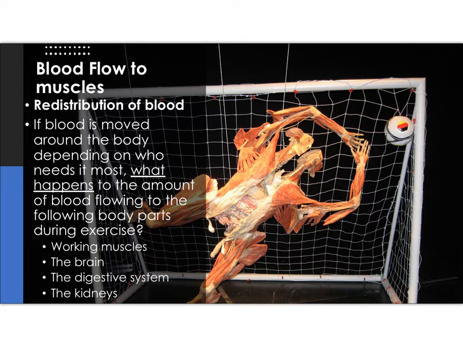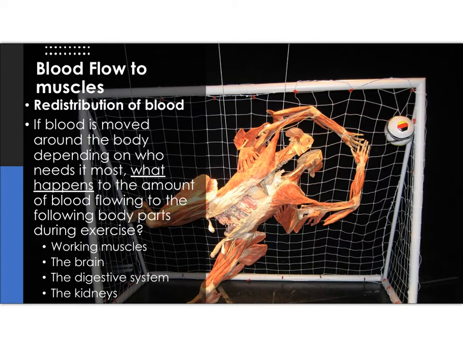So the answers are, to the working muscles, the blood flow will increase significantly. That is because it is delivering oxygen and nutrients to the working muscles to allow contraction. The brain stays relatively stable for obvious reasons. If all the blood went to your muscles for contraction, you would be very fast, very efficient, but you wouldn't actually know what you were doing or be able to recall any of the skills that you were supposed to do.